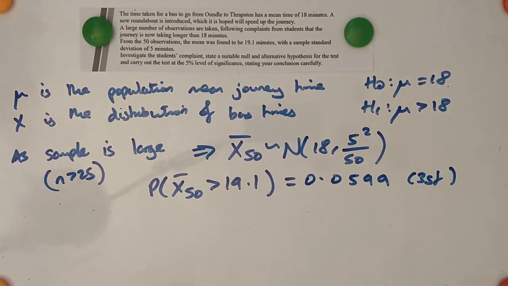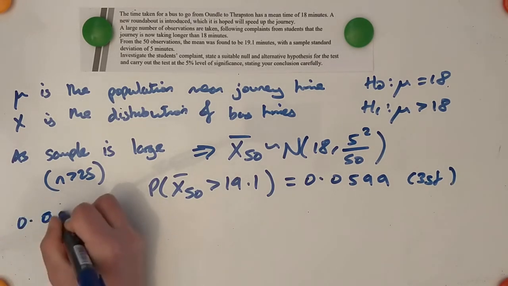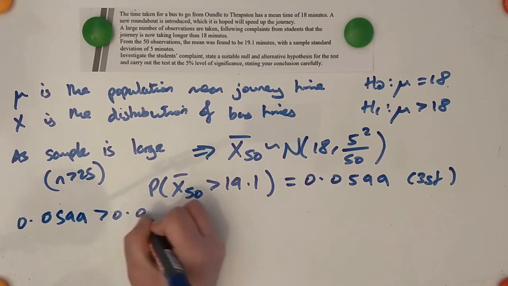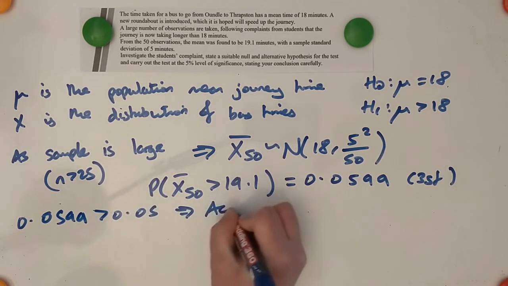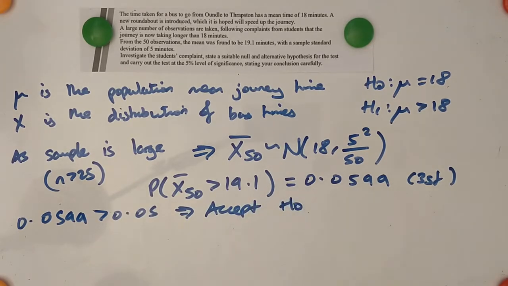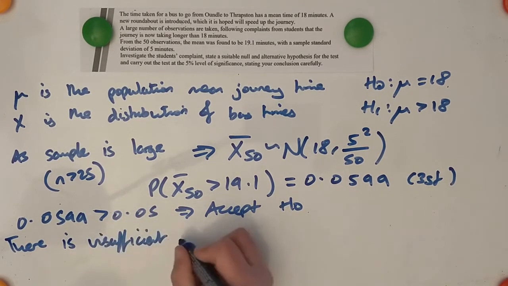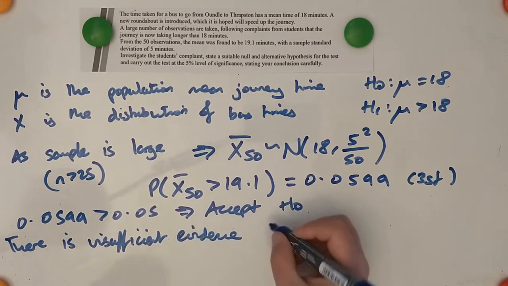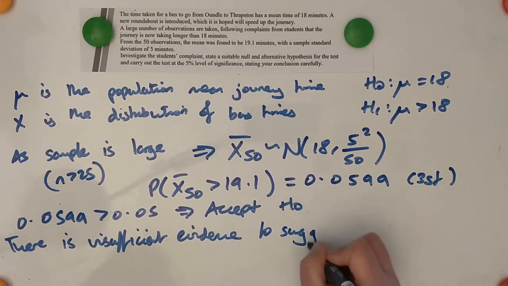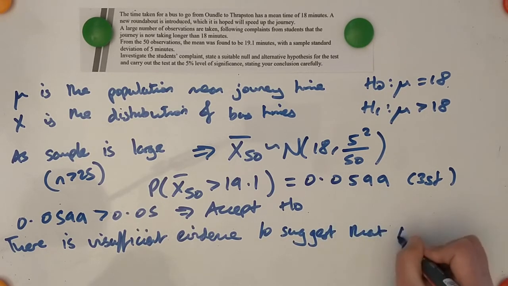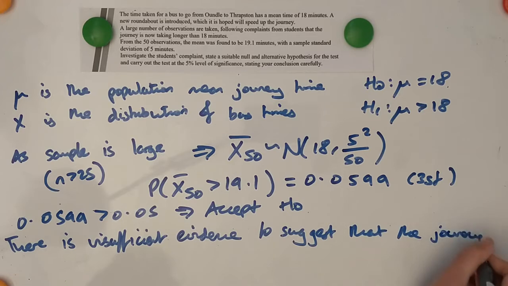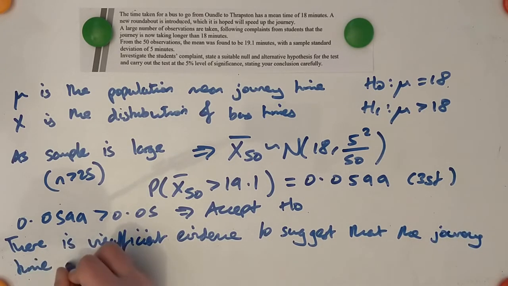To 3 SF. I compare that to my significance level, so my significance level is 5%. So 0.0599 is bigger than 0.05. If it's bigger, I'm accepting H0. Then my summative statement at the end: there is insufficient evidence to suggest that the journey time has increased.